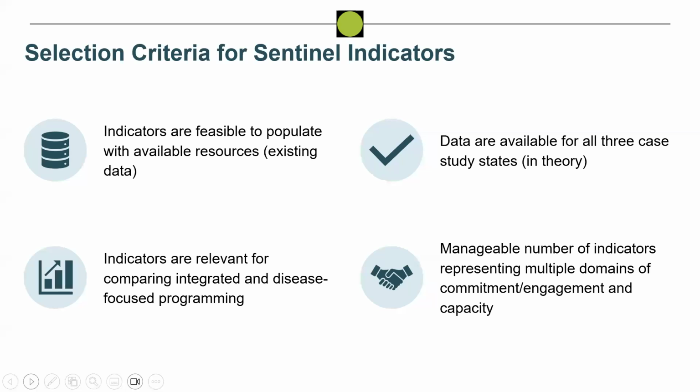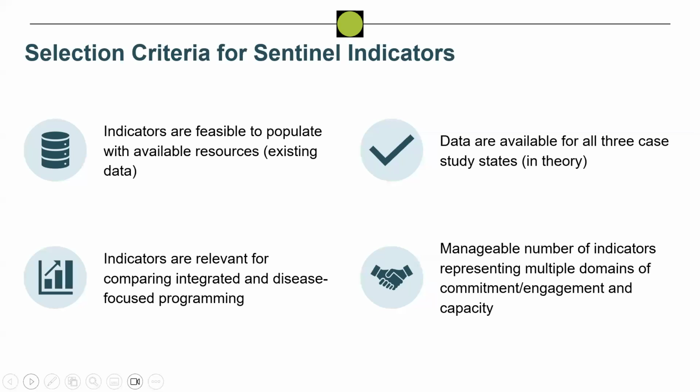The selection of Sentinel indicators used the following criteria. So first, we were looking for indicators that are feasible to populate with available resources. In other words, we wanted to be able to use existing data and not collect new data. We wanted the data to be available for all 3 of our case study states, and at least that was what we anticipated in theory, although you'll see that in practice, there were some data gaps for some states for some years. We wanted indicators that were relevant for comparing integrated and disease-focused programming.